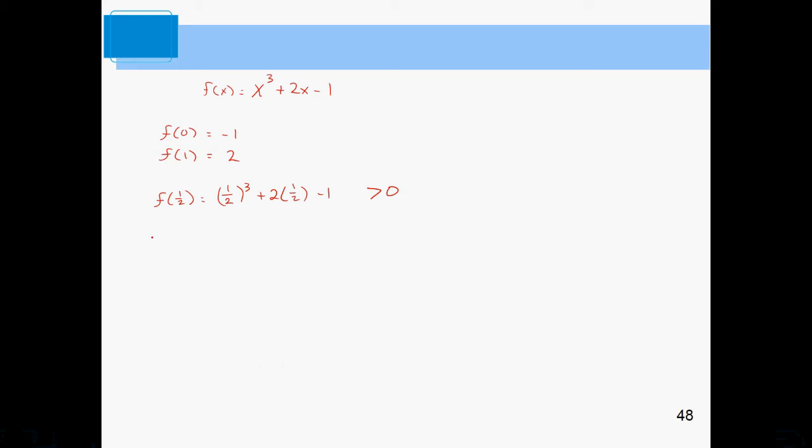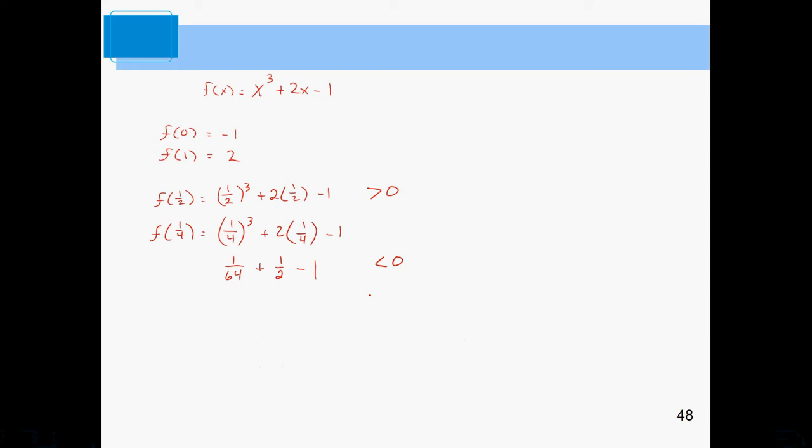So let's try a quarter. So we got 1 over 4 cubed plus 2 times a quarter minus 1. So that's 1 64th plus a half minus 1. So is that positive or negative? A 64th and a half doesn't equal 1, right? So it's got to be smaller than 1. A number smaller than 1 minus 1 has to be a negative number. So this has to be less than 0.